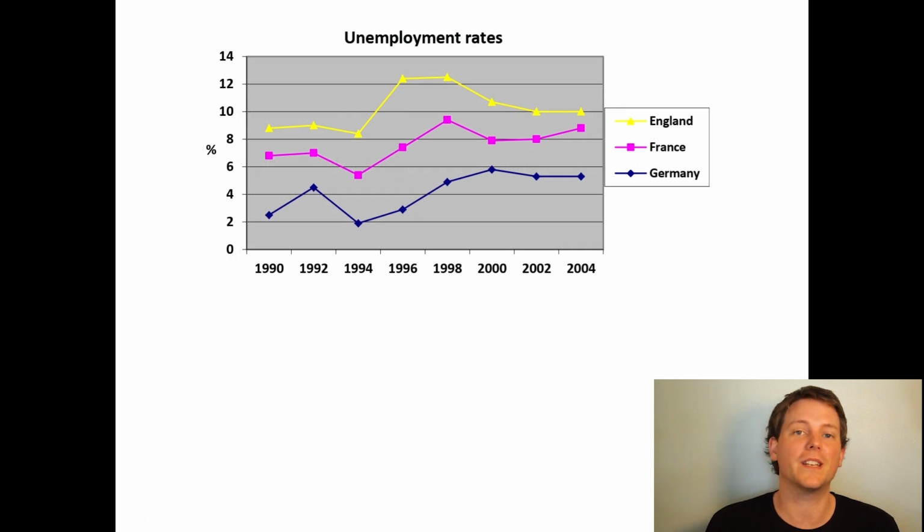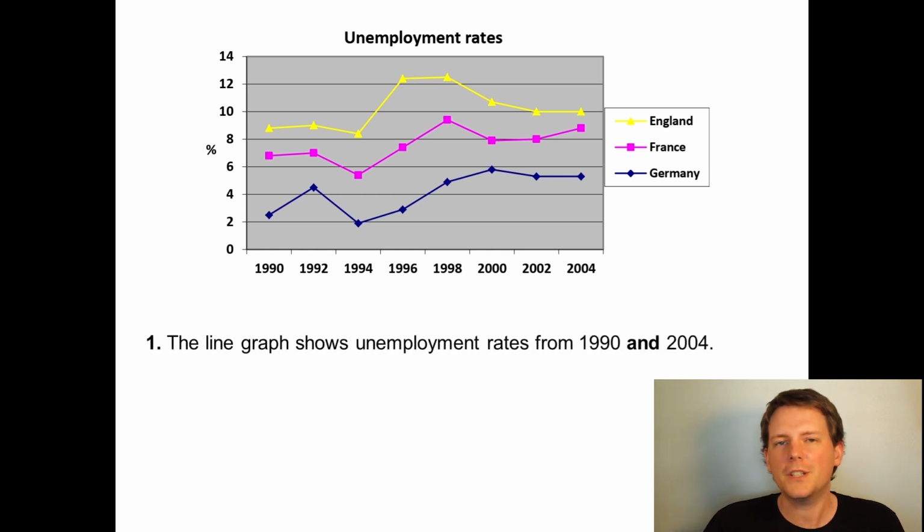So now that we've looked at the common uses of prepositions with trend graphs, I'm now going to give you an opportunity to practice what you just learnt. So here we go. This is the chart that we're going to use. It shows unemployment percentages for England, France and Germany from 1990 to 2004. So I'm going to show you sentences, and each of these sentences contain errors. The mistakes are highlighted in bold, as you can see here. So pause the video, have a look at the sentence, and see if you can correct it.